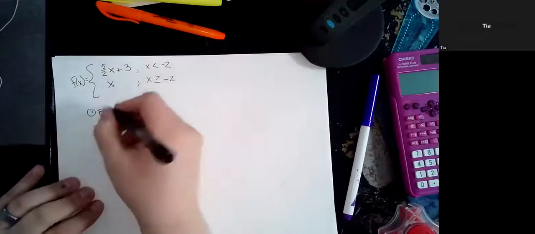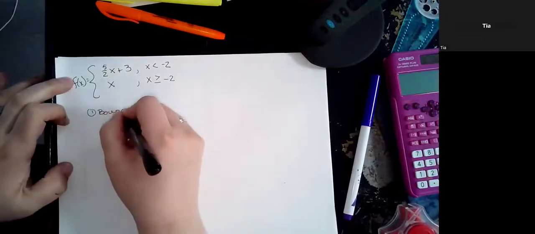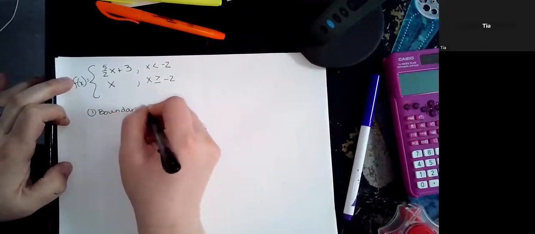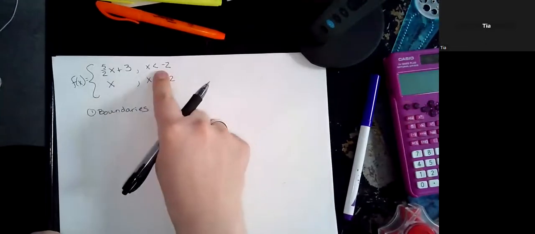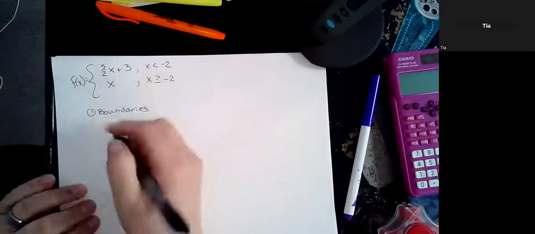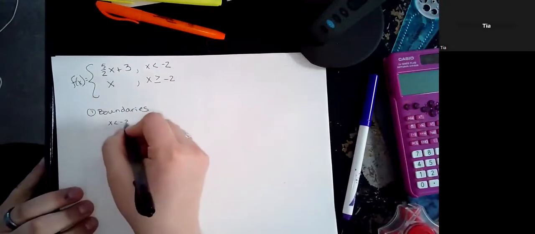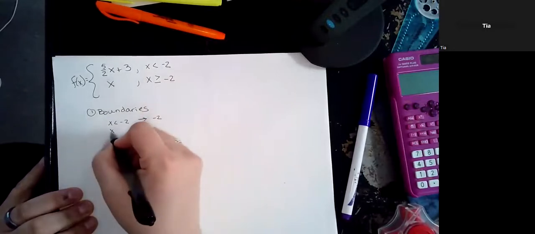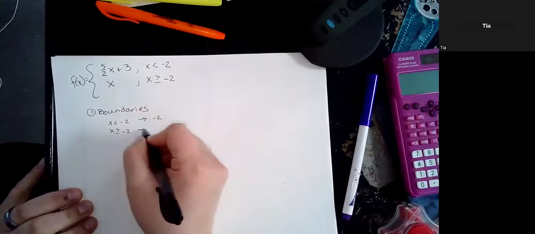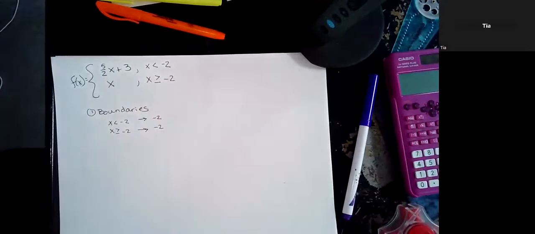Right, so new equation. Let's find our boundaries. What's my boundary I get from here? -2. And then for this one, also -2. So we only have one boundary.